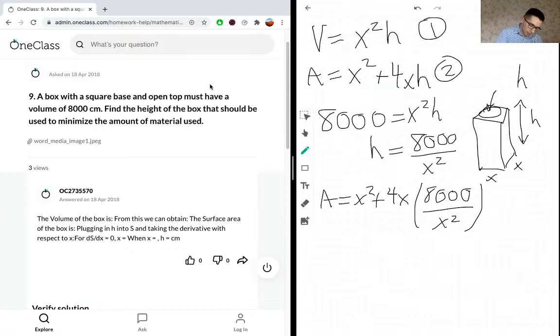And now we can simplify this even further. x squared plus, so 4 times 8 is 32, so 32,000 over, we have 1x on top and 2 x's on the bottom, so we are left with 1x on the bottom. So x cancels out one of the x's on the bottom. Now we've found the equation for area in terms of x. Now to minimize the surface area, we want to find the value of x, and we take the derivative and set that to 0. So we'll take the derivative.